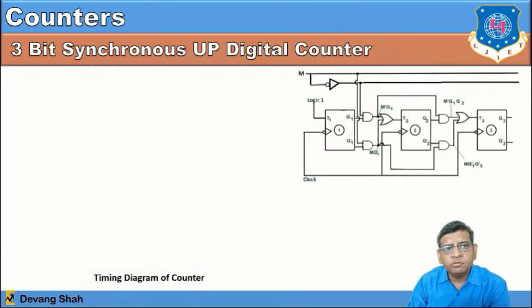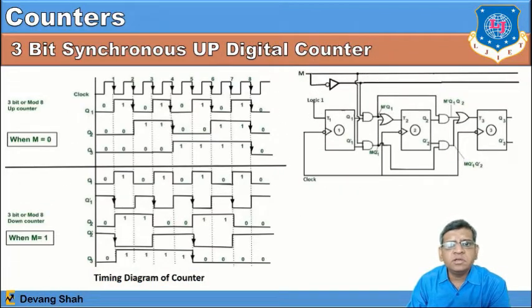Based on that, you can further discuss the 3-bit synchronous up counter, where you can have a complete circuitry, which this time is made up of D flip-flops, right?